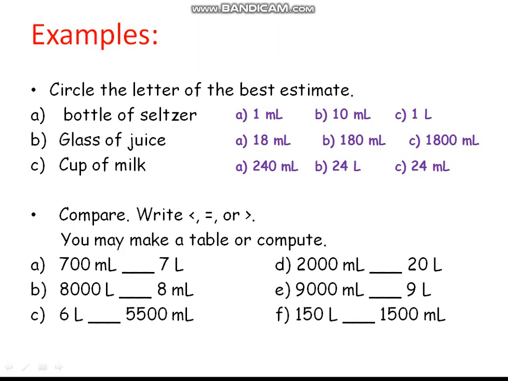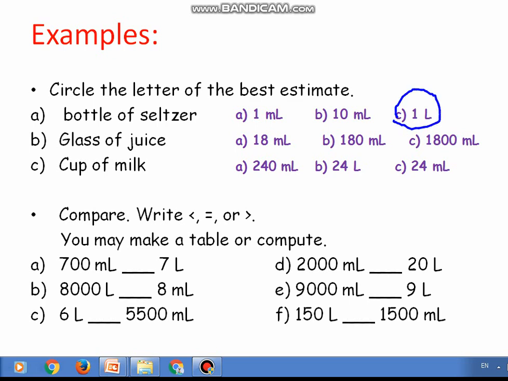Now suppose here you have a bottle of seltzer. Circle the letter of the best estimate. Here we're just estimating, we are not giving the exact value. A bottle of seltzer is soda, a fizzy drink. So a bottle of seltzer, we measure it in 1 liter, because 10 milliliters is very small. So since it's a bottle, surely it's in liters.